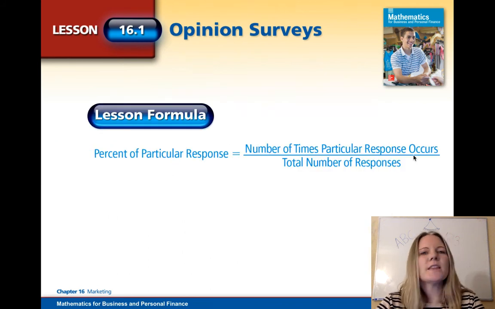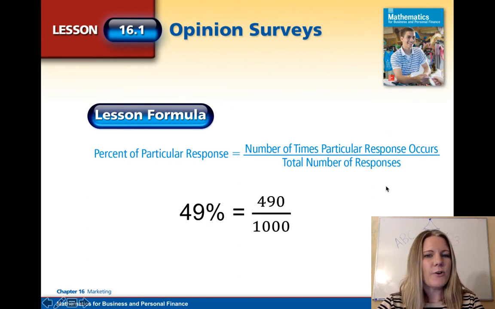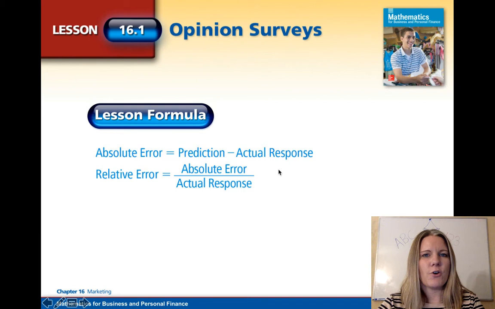So let's look at the math for this section. You're calculating a percent, and when we calculate percents, we divide numbers. So let's take a look, for example, at the company Coca-Cola. Turns out Coca-Cola gets about 49% ratings for people's first choice for a type of soda. So if I survey about 1,000 people, that goes in the denominator because that's how many responses I get. 490 of them are expected to say that they prefer Coke products.